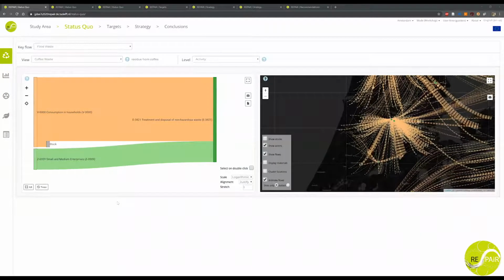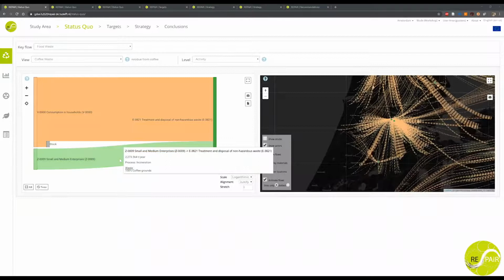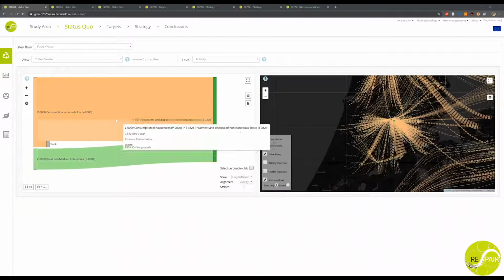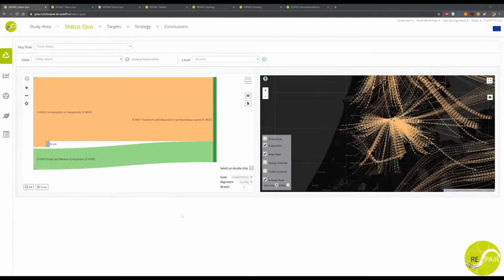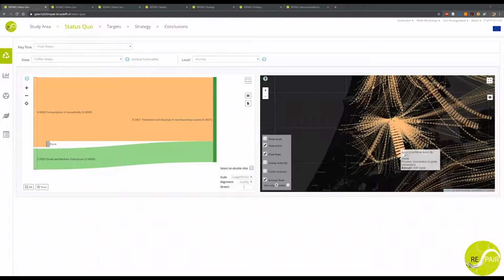On the left panel, we see total quantities of coffee ground waste distinguished by activity and displayed as a Sankey diagram. In green, we see small and medium enterprises, and in orange, we see consumption in households. On the right panel, we see a map connected to the flows on the Sankey diagram and showing all flows of coffee waste. We can see where the flow originates, the actors involved, where the waste goes, how much materials, and the direction of the flow.